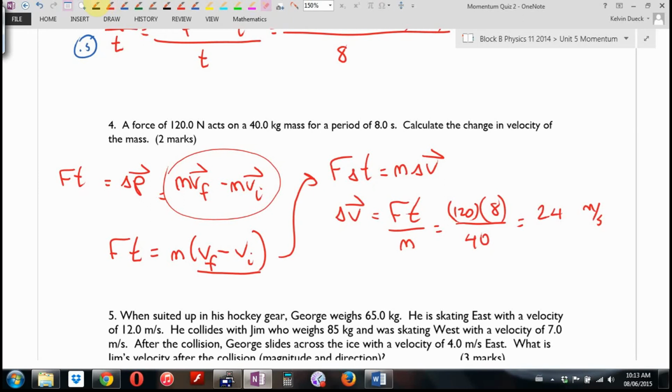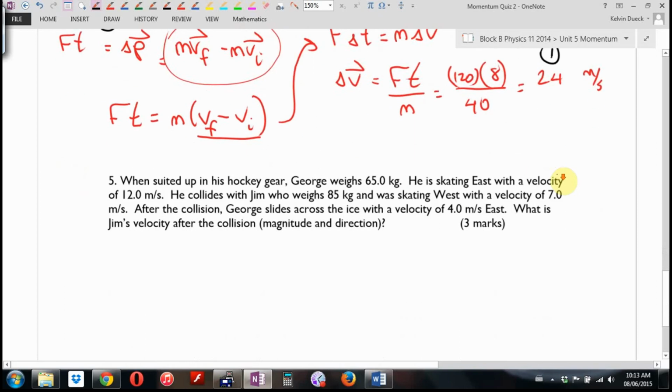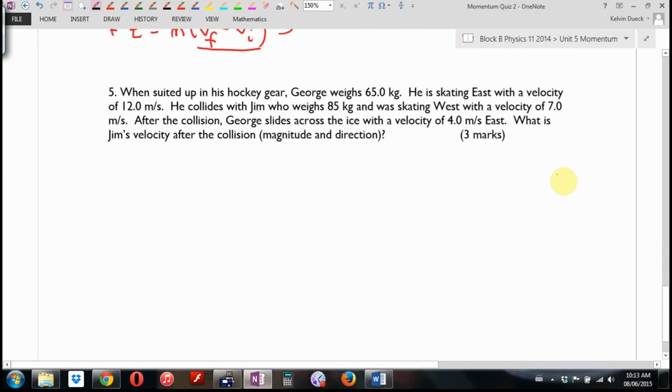I don't know. You can give yourself part marks along the way. I like number 5. I see directions here.